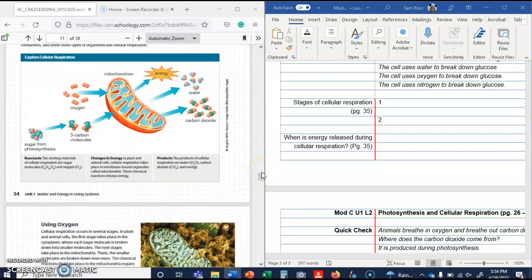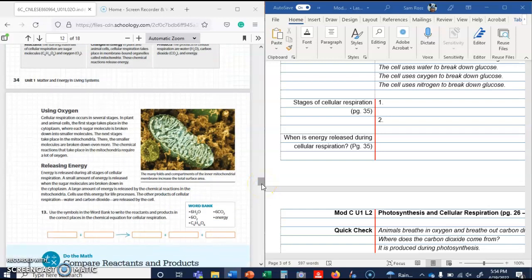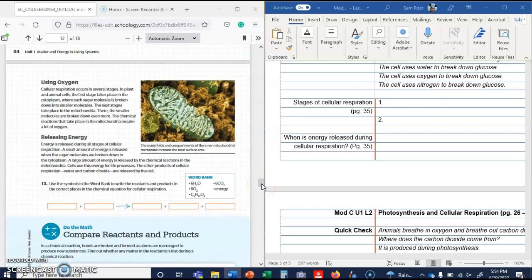So let's continue down. We're on page 34. Keep on going. Cellular respiration occurs in several stages. In plant and animal cells, the first stage, so this would be 1, takes place in the cytoplasm, where each sugar molecule is broken down into smaller molecules. The next stages take place in the mitochondria. The smaller molecules are broken down even more. So your first stage takes place in the cytoplasm, and the second stage takes place in the mitochondria, where they're broken down even more.